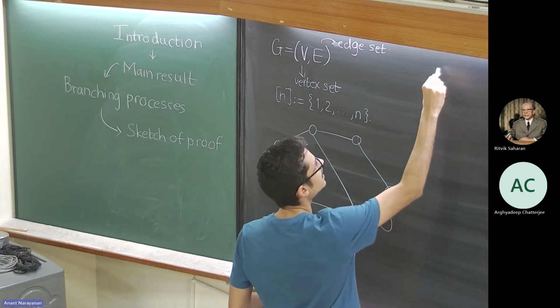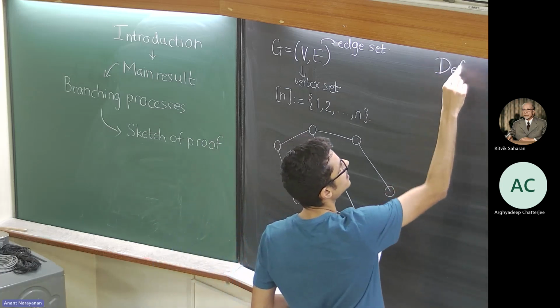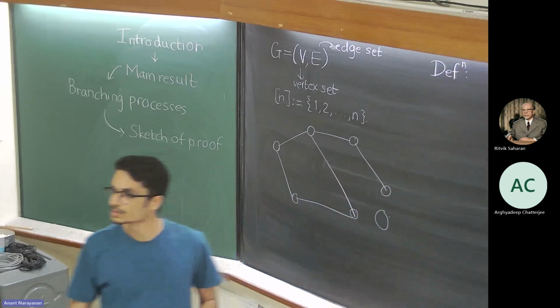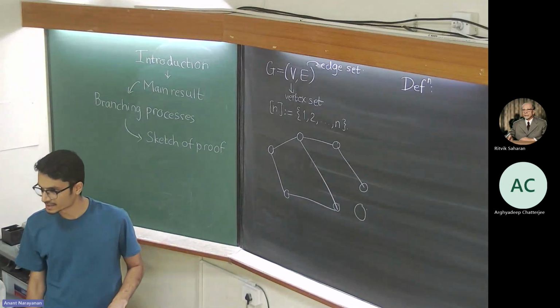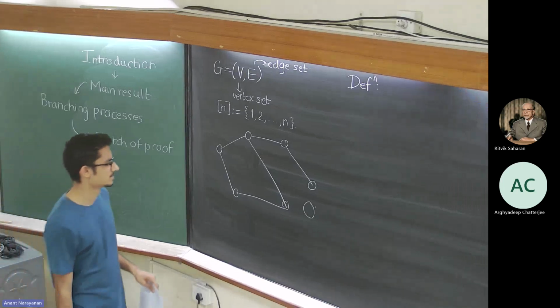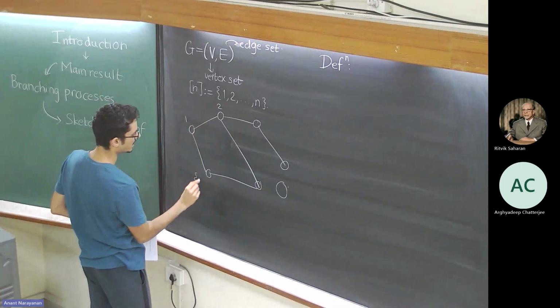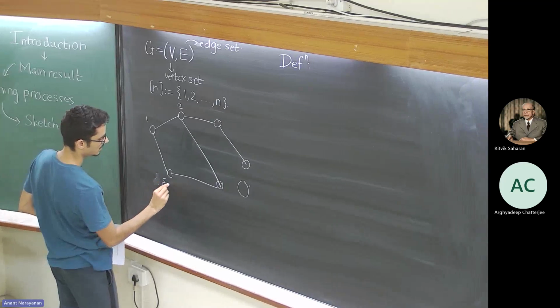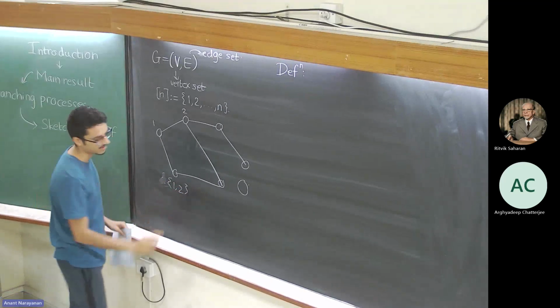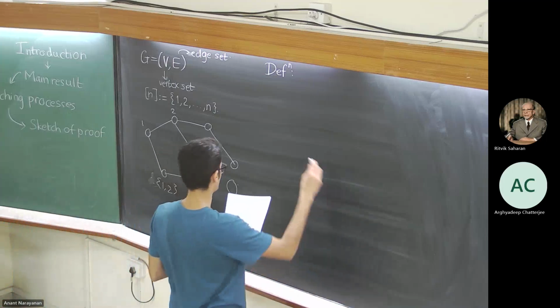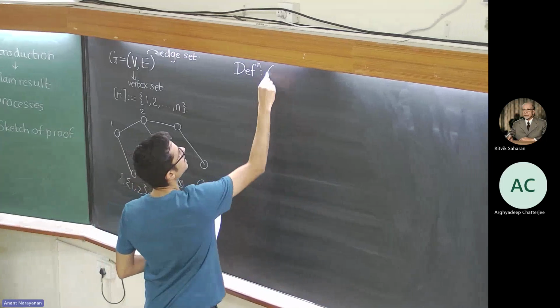Let me start the first definition. It's not ordering. Yes, no, it's undirected. So if I call this one, then an edge will just be denoted by the pair of its endpoints. Yeah, it's the same. The first definition.